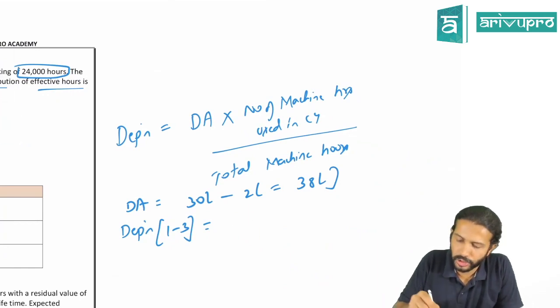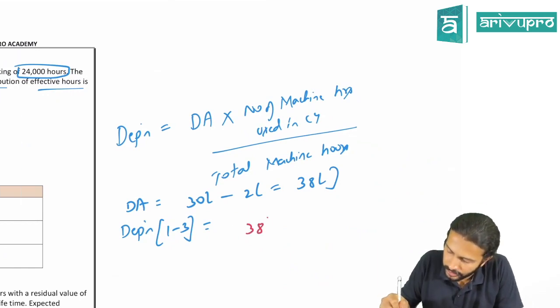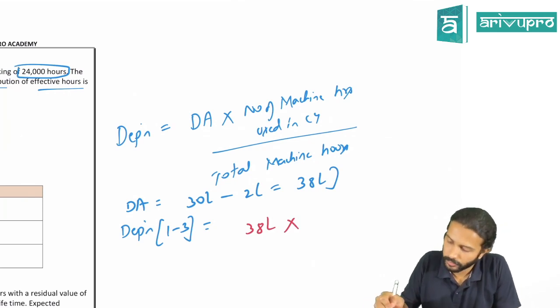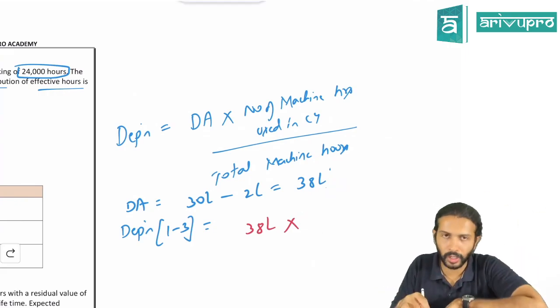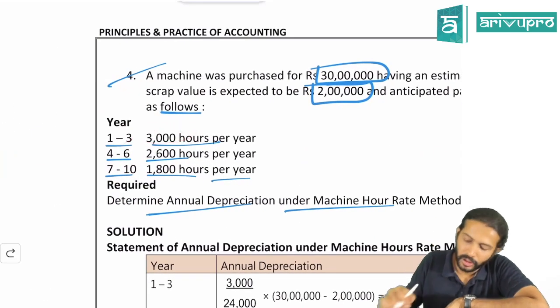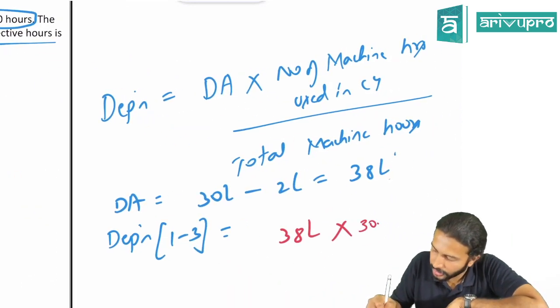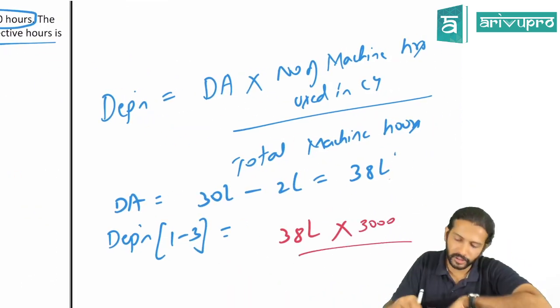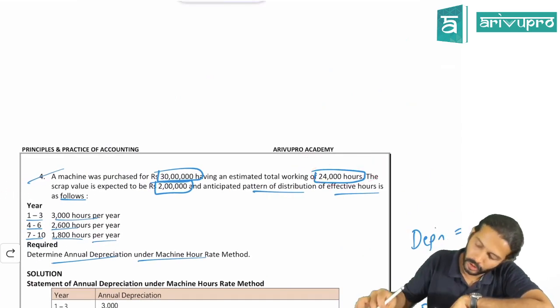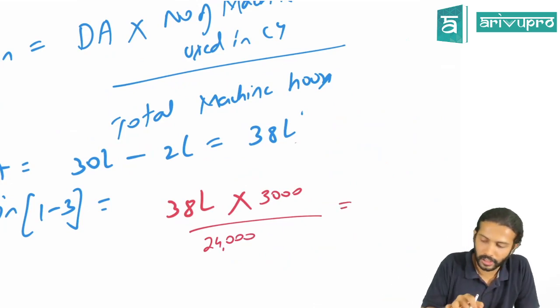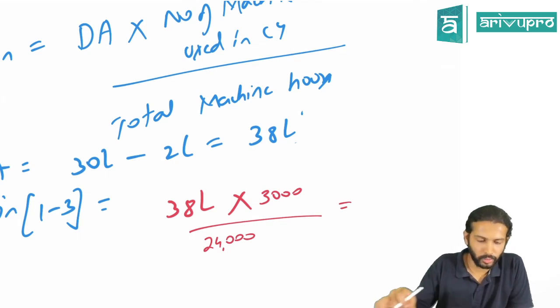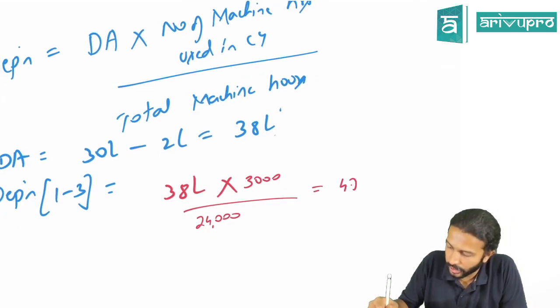So what will be your depreciation for year 1 to year 3? DA, that is 38 lakh rupees, multiplied by the number of hours used. Year 1, you have used the machinery for 3,000 hours, divided by total hours you can use from this machinery, 24,000 hours. That is your denominator. So 38 lakh divided by 24,000 into 3,000, my calculator is showing 4,75,000.